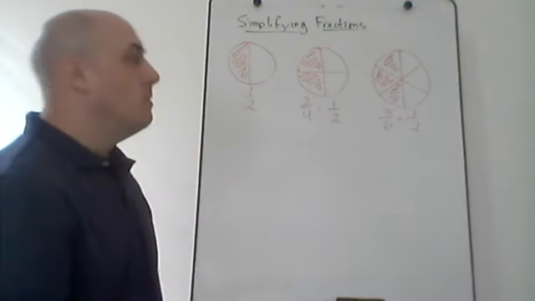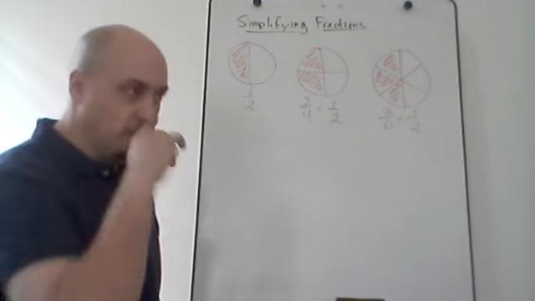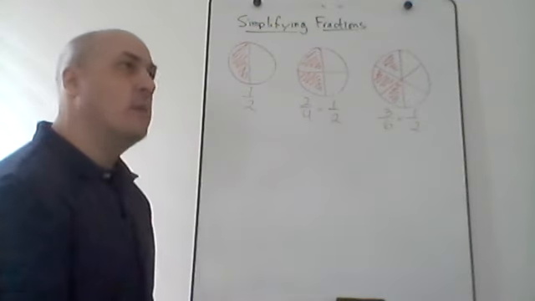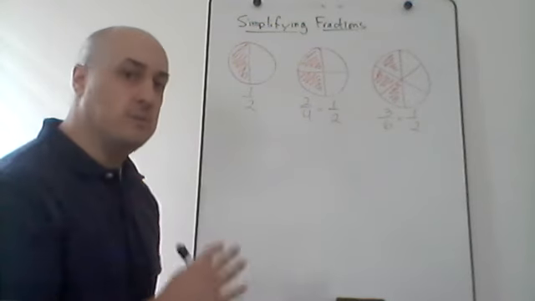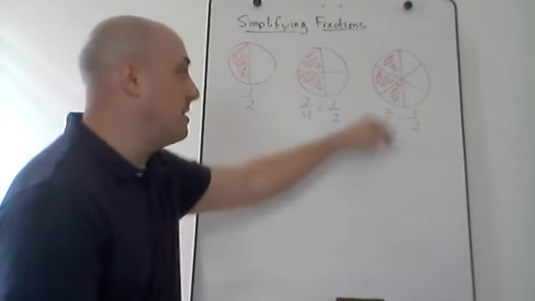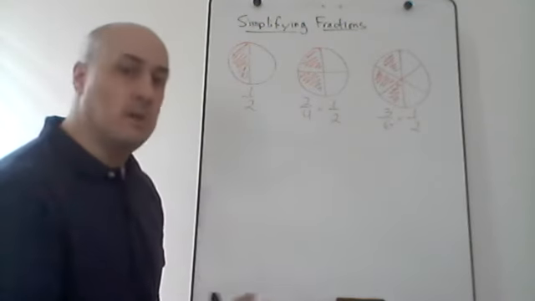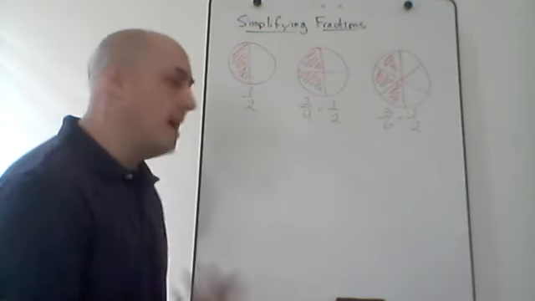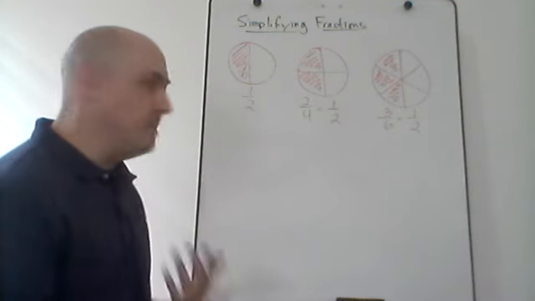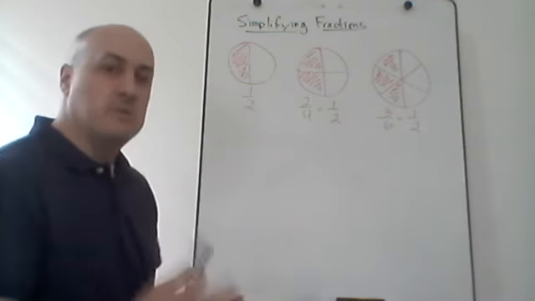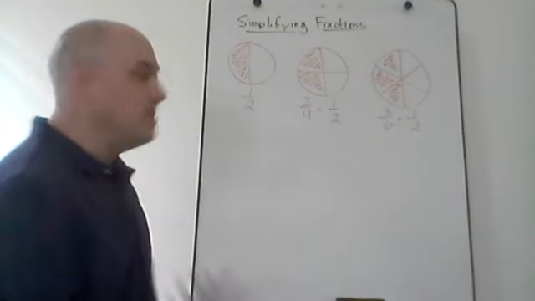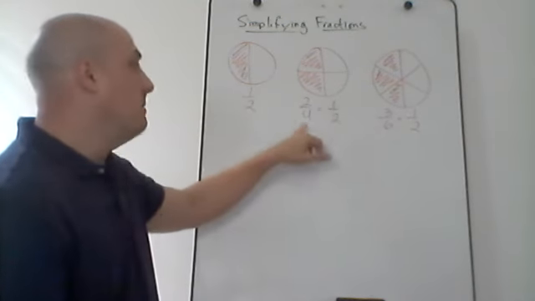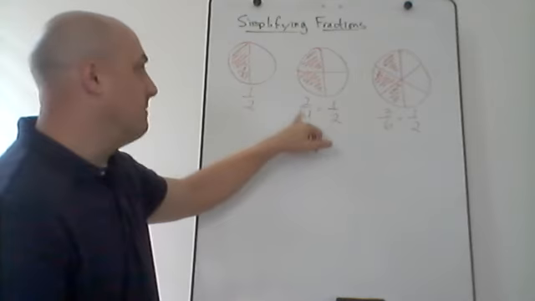When we start talking about simplifying fractions, we're asking: if I have a fraction like 2/4 or 3/6, is there a way to express the relationship between those two numbers, between 2 and 4, between 3 and 6, using smaller numbers? Sometimes people refer to this as reducing a fraction. I don't like the term reducing because it makes it sound like you're reducing the value of the fraction. You're not. 2/4 is equal to 1/2, so we're simplifying it from 2/4 into 1/2.